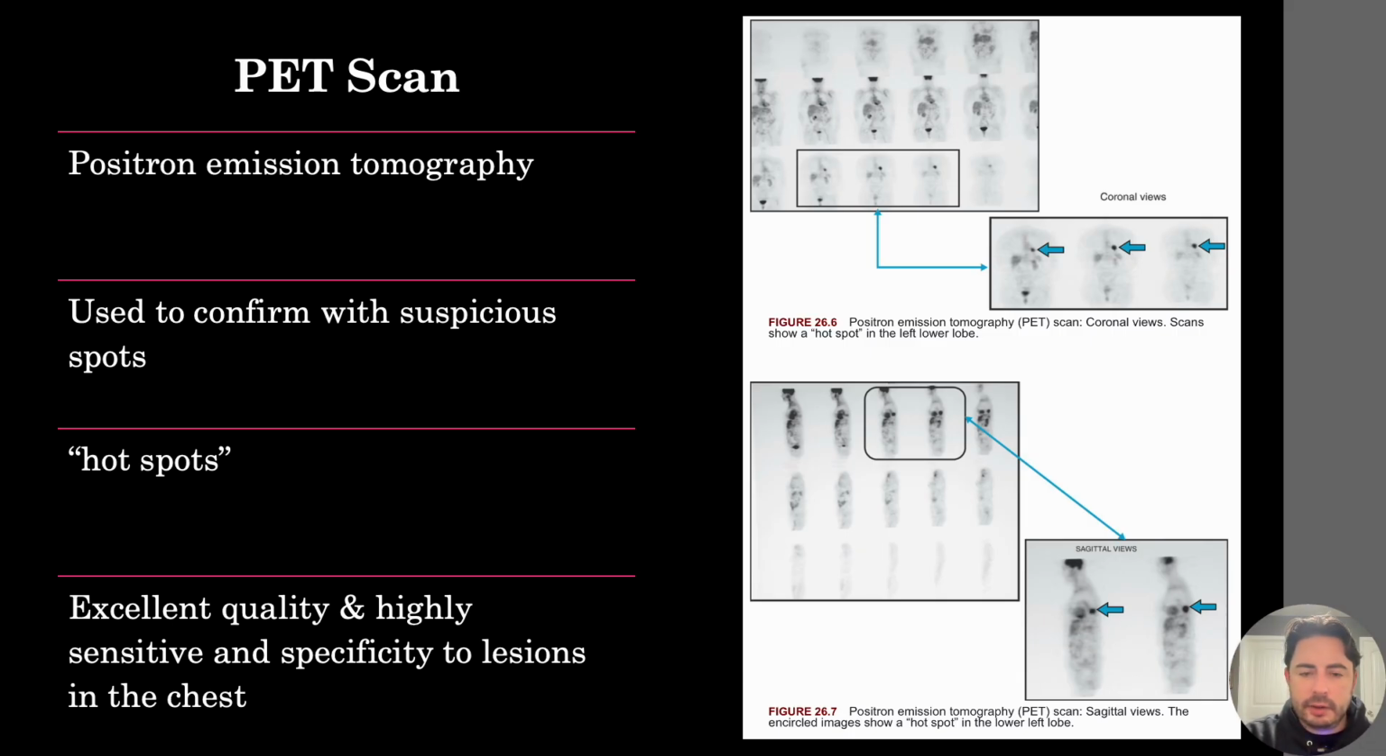If we're still a little unsure about what's going on when these patients present, we can do what's called a PET scan, or a positron emission tomography. It sounds kind of like a transformer, this positron emission tomography. Just nerding out a little bit, but don't mind me. Anyways, you can use this to confirm those suspicious spots.